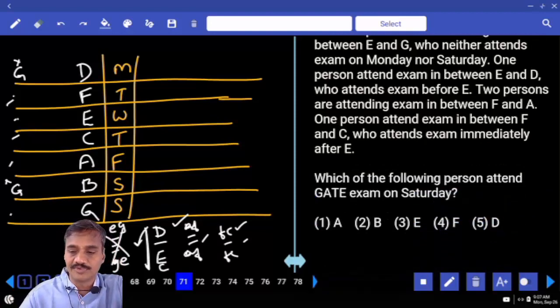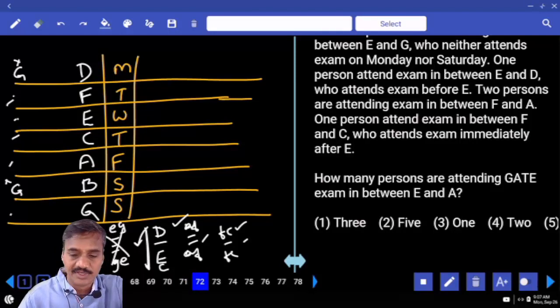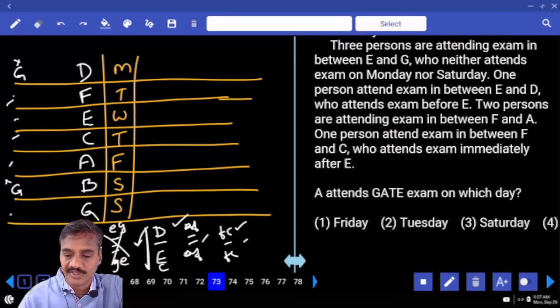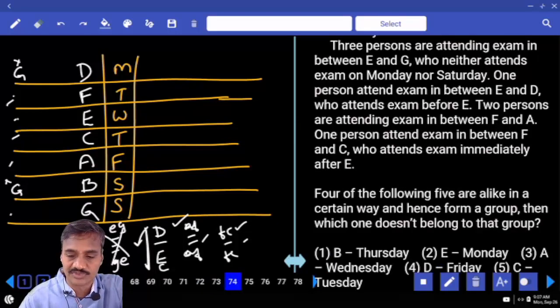Then which of the following persons attend the exam on Saturday? Saturday, that is B, choice 2, question number 71. And how many persons between E and A? Now between E and A, how many persons? There is only 1, that is choice 3. And A attends the GATE exam on which day? A on Friday, that is choice 1, 73.